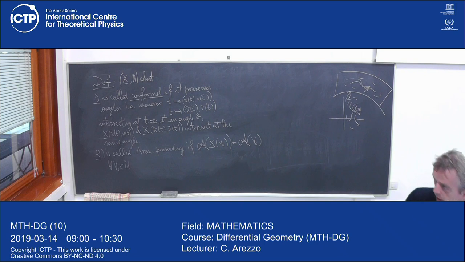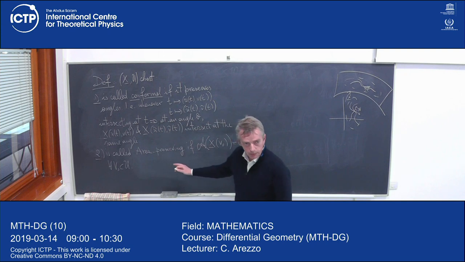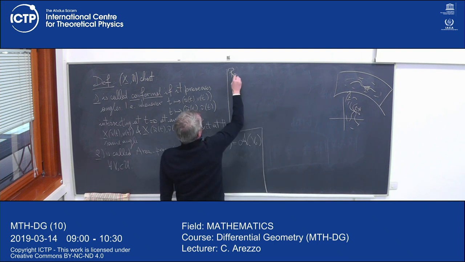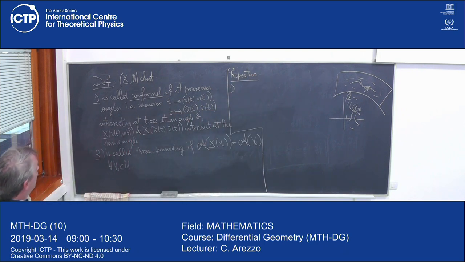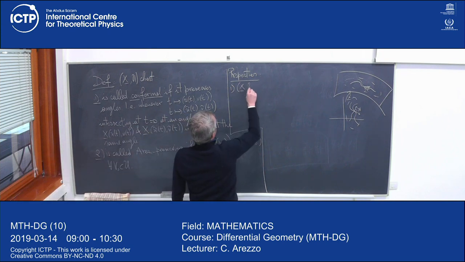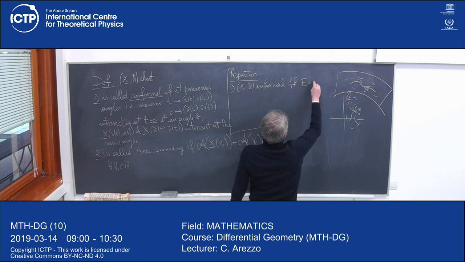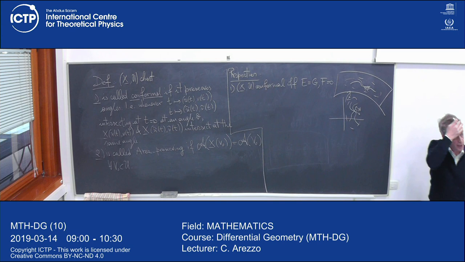Okay, this is just a little bit of language, but what is the interesting property? That we can rephrase these very natural geometrical properties purely in terms of the first fundamental form of the surface. So let's see how. So properties, or propositions as you want. One: X is conformal if and only if E is equal to G and F is equal to 0. Okay? So it would be very simple to decide whether something is conformal or not.